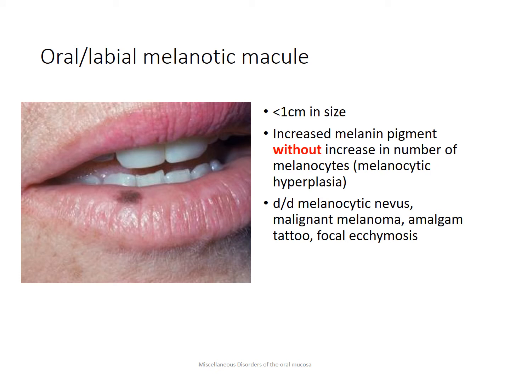Again, these are oral labial melanocytic macules. This is seen on the vermilion border of the lip. It's less than 1 cm in size, and there is increased melanin pigment without an increase in the number of melanocytes. So essentially it's a form of melanocytic hyperplasia. Very commonly seen on the lower lip and in the junction of the vermilion border and the labial mucosa, that is this area. The differential diagnosis would be melanocytic nevus, malignant melanoma, amalgam tattoo, which is again difficult to find on the lower labial mucosa, and focal ecchymosis.